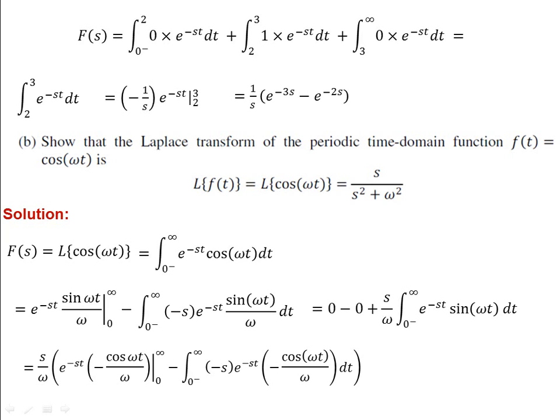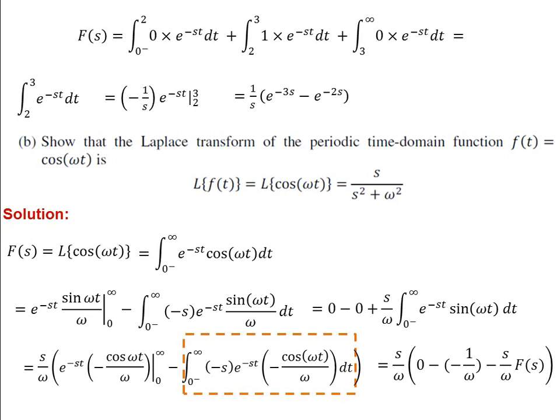If I substitute 0 and infinity in this function, I will have s over omega multiplied by 0 minus 1 over omega. In fact, cosine omega t, when t is infinity this function is 0, and when t is 0 it is 1, giving minus 1 over omega. And if you look at this integral and compare it with the first integral we have, we see that this integral is equal to minus s over omega F(s).